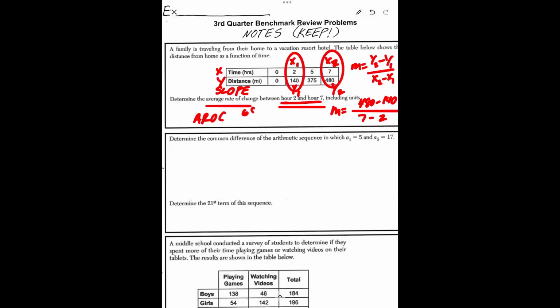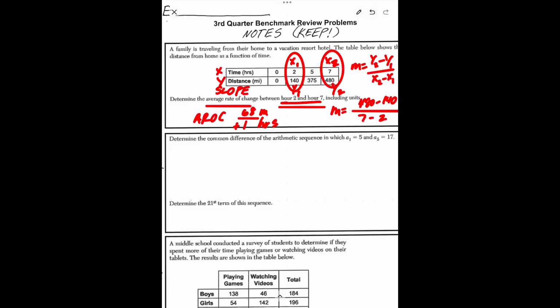Now we got to use the units. The Y's are miles, the X's are hours. So we would just say miles per hour. Okay. Now, if we needed to interpret this, we would say for every 1 hour, they traveled 68 miles, but they didn't ask us that. They just asked for the slope. They didn't ask us to interpret it, and they wanted us to put the units.